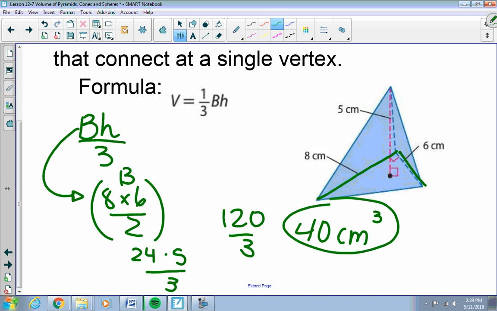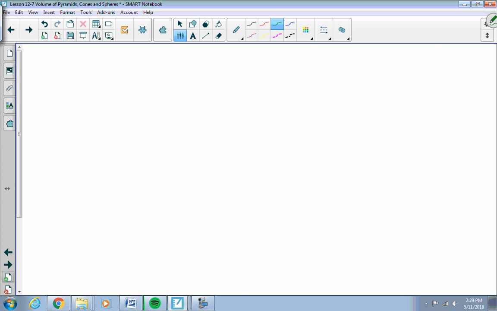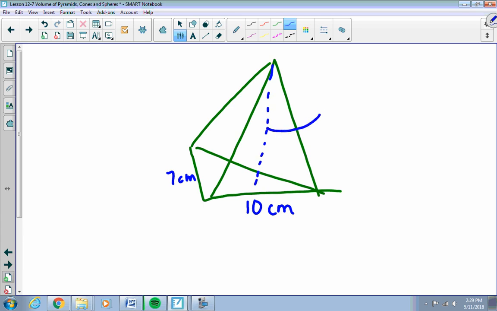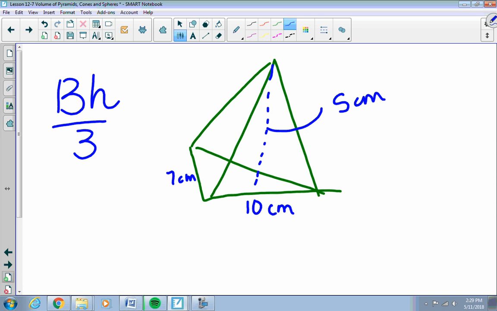Okay, let's do another triangle. That's not great, but we're going with the flow. Okay, and so let's say the bottom is 10 centimeters. Let's say the height, I don't know, let's do 7 centimeters. Or the height of the base, I suppose, and the height of the whole pyramid will be 5 centimeters. See if you can do it by yourself. I'll even write this up here for you.